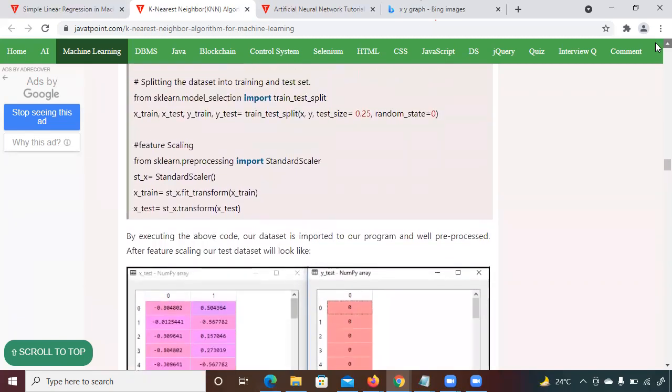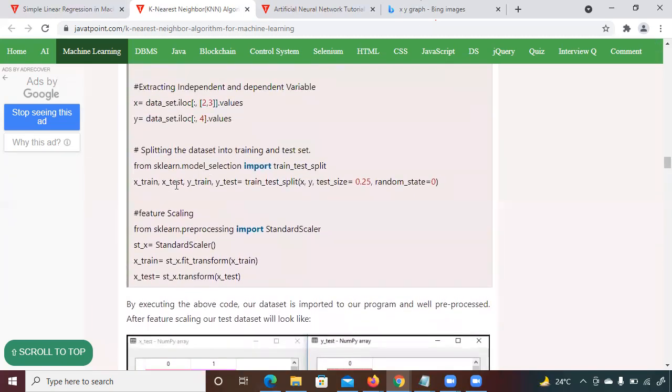Your data set is like this. What does X train and X test mean? This data set is divided into two parts, training and test. Y train and Y test is a label. Y is what? The dependent variable, right, which you want to predict.